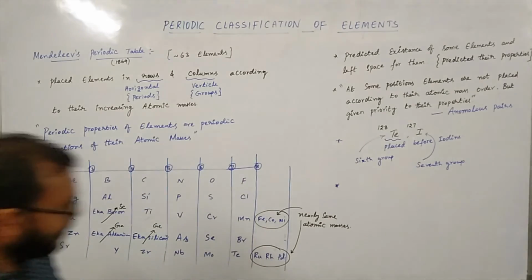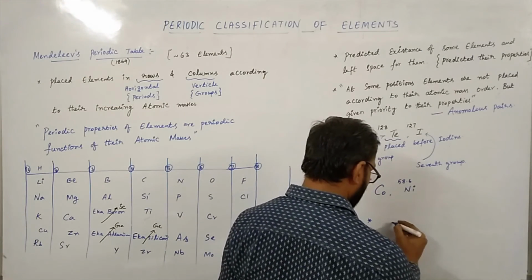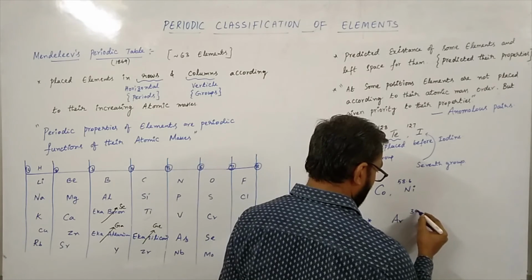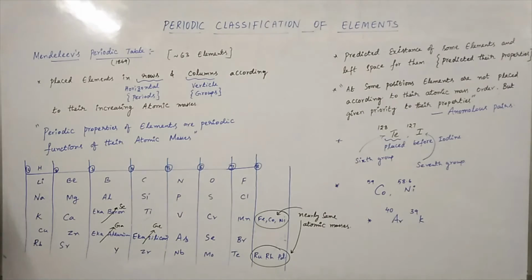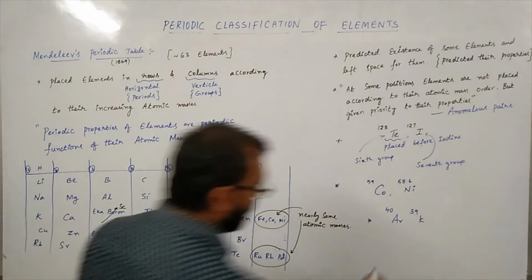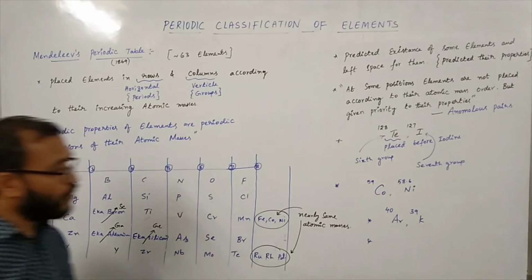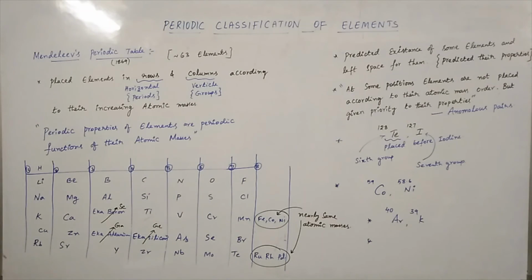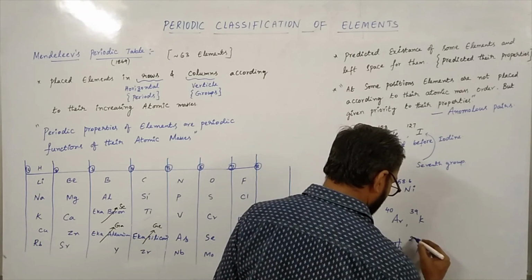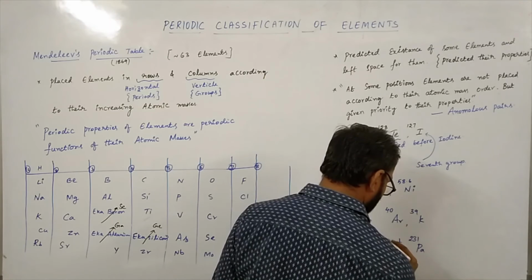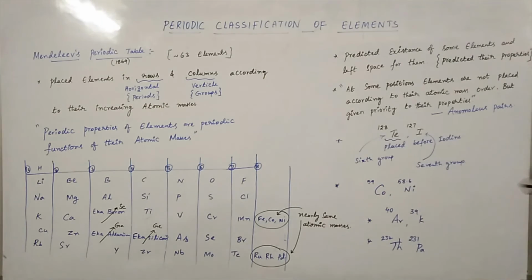Similarly, argon and potassium. Potassium's mass number is 39, argon's is 40. Similarly, thorium and protactinium: this is 231, this is 232. We just arranged them, but at the time of Mendeleev, these elements were not known.